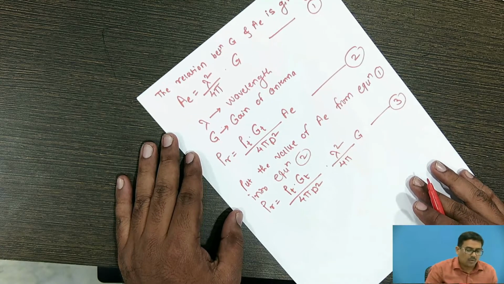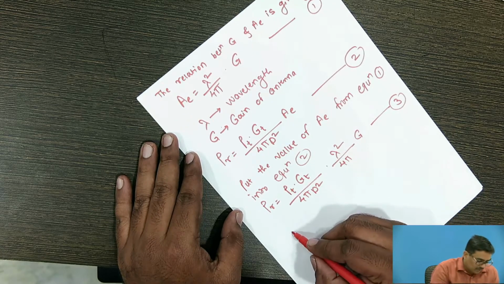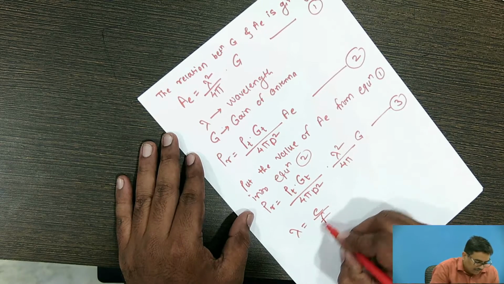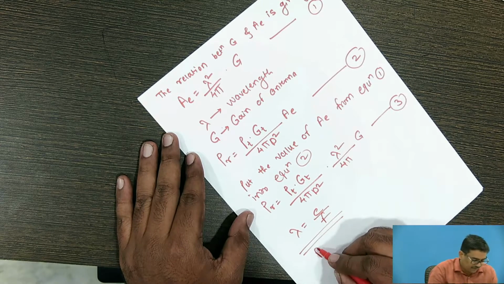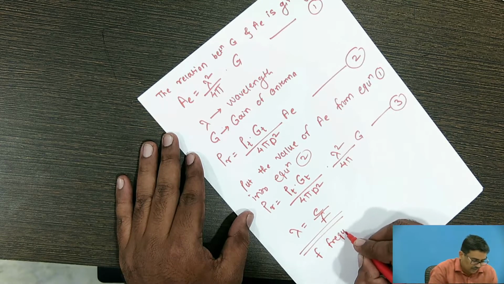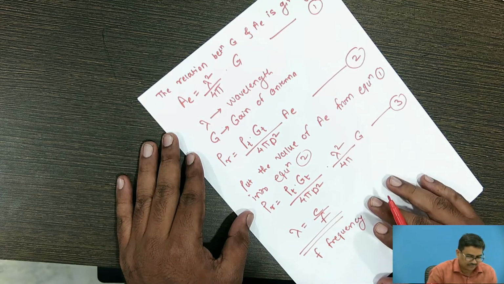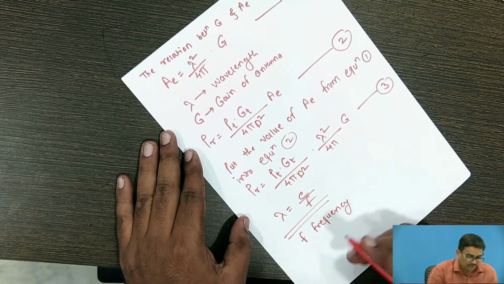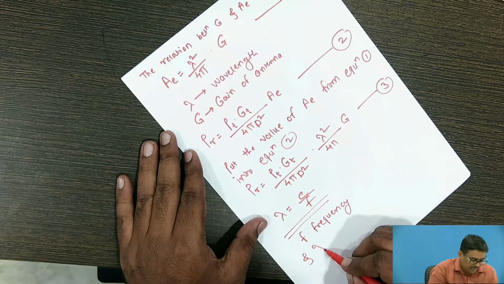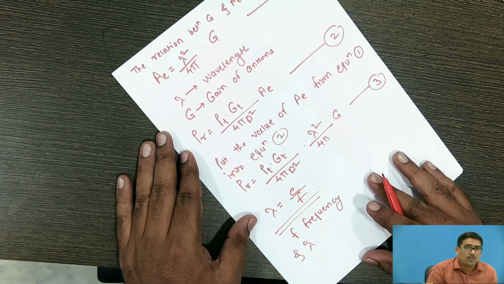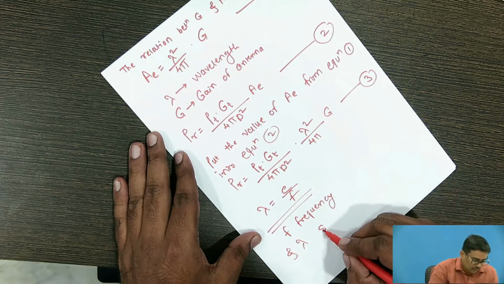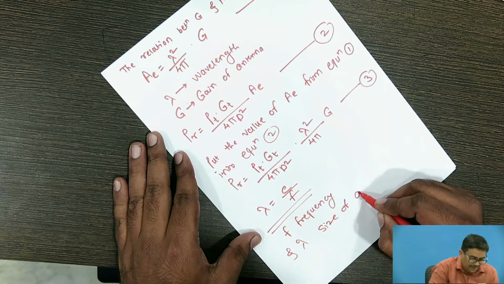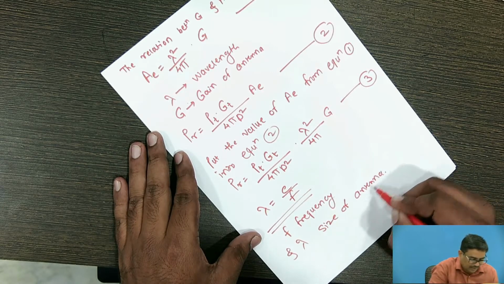Now what do we know about lambda, the wavelength? Lambda is equal to C by F. Now what is F? F is the frequency. And this lambda, the wavelength, will define the size of the antenna. Size of antenna.